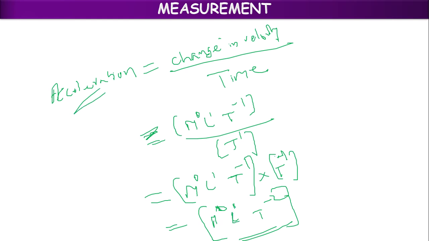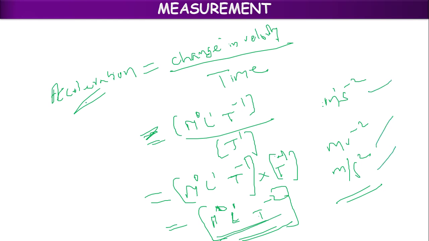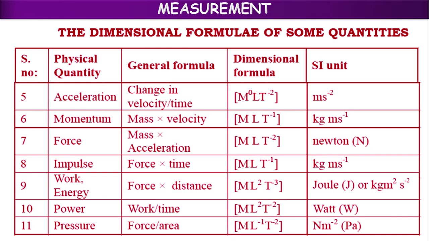Based on the dimensional formula also, we can write the units. Length, unit is meter. Time, unit is second. So m1 s power minus 2, but there is no need to mention 1. m s to the power of minus 2, or m by s square, meter per second square. With the help of the dimensional formula also, we can write the unit, children. That is about acceleration. So the formula: change in velocity by time. Dimensional formula: M0 L1 T minus 2. SI unit: m s to the power of minus 2.